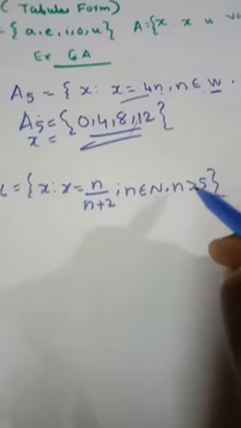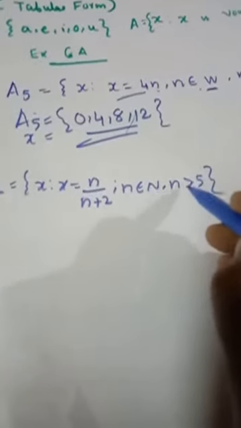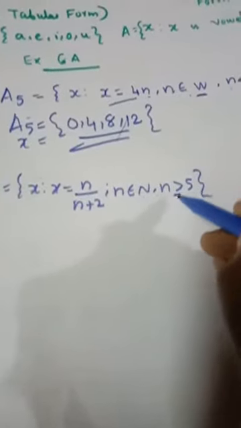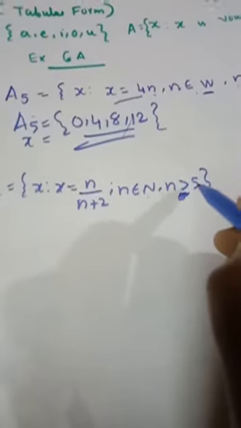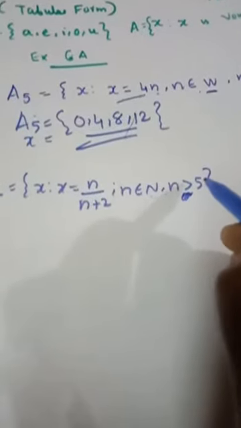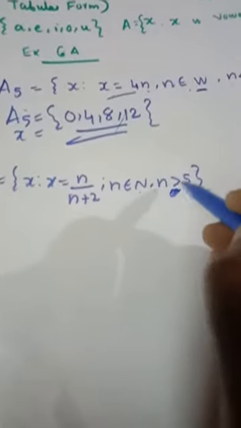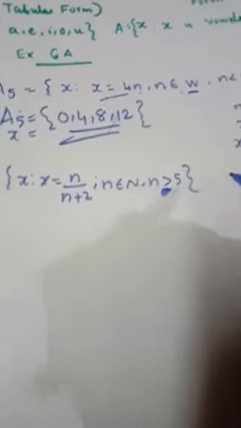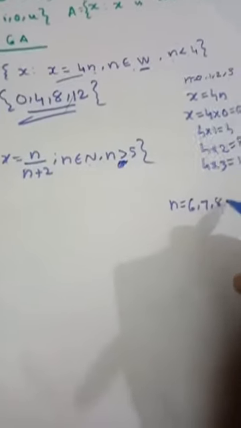So we should take n as greater than 5, which means 5 is not included. If it were greater than or equal to 5, then no problem, we could take 5. But greater than 5 means the numbers above 5. So we can take n as 6, 7, 8, 9, 10, etc. There is no limitation. So n is equal to, don't take 5, 6, 7, 8, 9, 10, 11, etc.